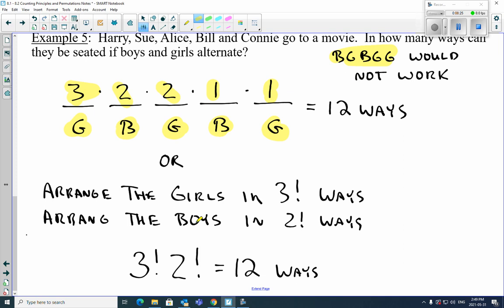Okay, so that is 8.1. What we'll do tomorrow, or the next lesson, is 8.2. We're going to talk about permutations with restrictions, and what it has to do with is repetitions. So wait for that lesson.